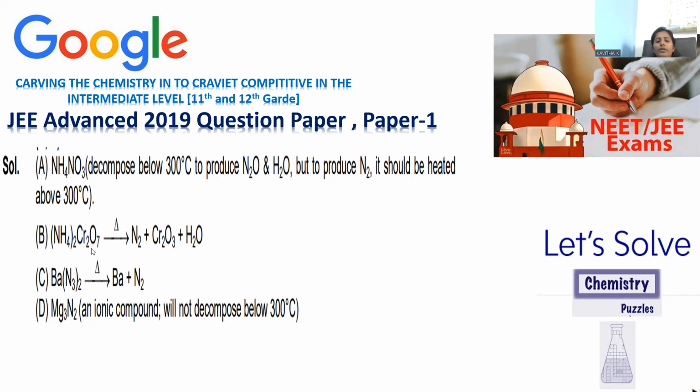When ammonium dichromate is heated at less than 300, nitrogen gas is evolved, put a tick mark. Then barium azide upon heating gives barium plus nitrogen, again put a tick mark. So that is also a correct answer. Then magnesium nitride will not get decomposed below 300, so we can cancel this out. Only B is evolving nitrogen, C is also evolving.